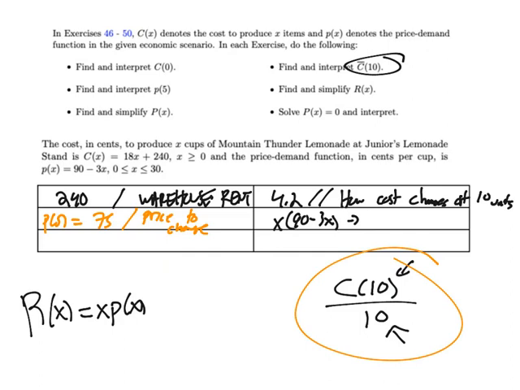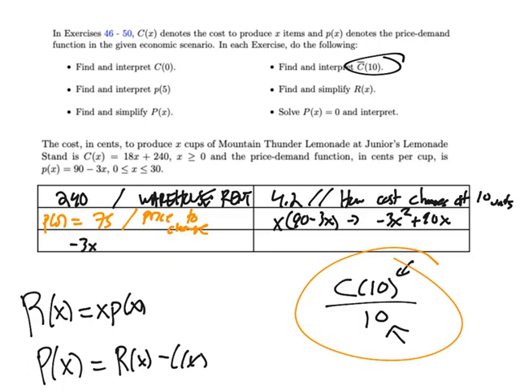That ends up being negative 3x squared plus 90x. Then find and simplify capital P of x. Well, that's revenue minus cost because that's profit. This one ends up being negative 3x squared plus 72x minus 240.